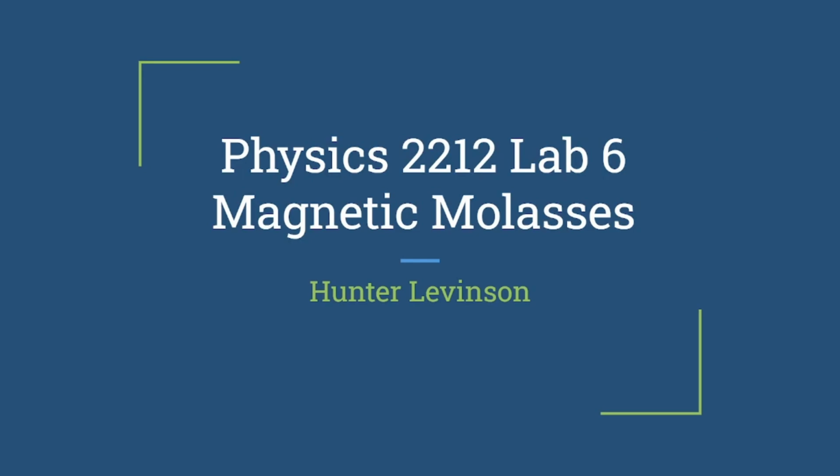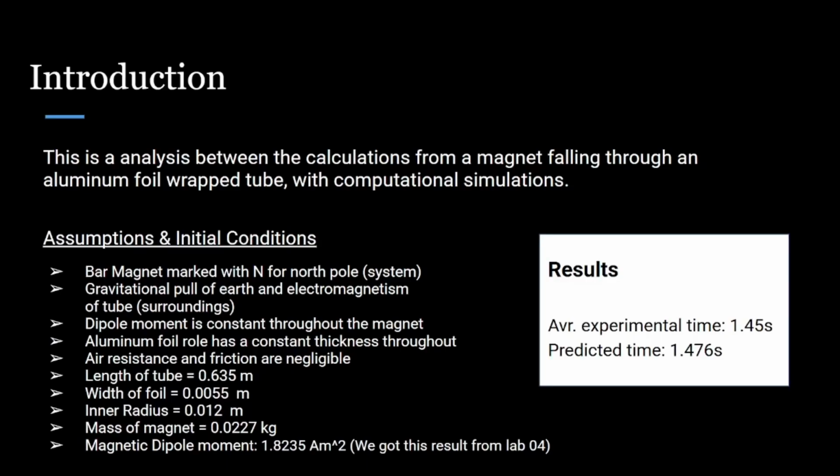Hello, my name is Hunter Levinson, and this is my lab report for Physics 2212 on magnetic molasses. This lab is going to be an analysis of the calculations that we received from a magnet falling through aluminum foil wrapped around a tube or around itself, and the computational simulations of this experiment.